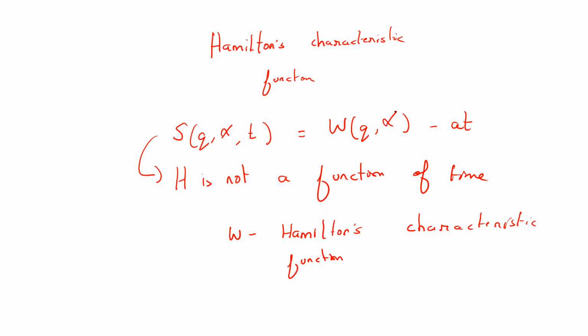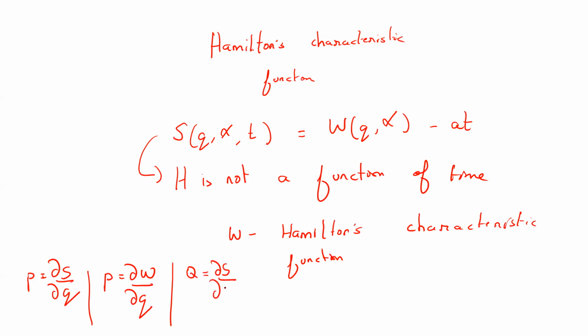We know that the Hamilton's principal function generates these transformations, so P is equal to dS by dq. Similarly, the Hamilton's characteristic function also generates similar transformations. So here we have P is also equal to dW by dq. And Q, in the principal function, is generated by this kind of transformation, and here the Hamilton's characteristic function also generates a similar transformation.